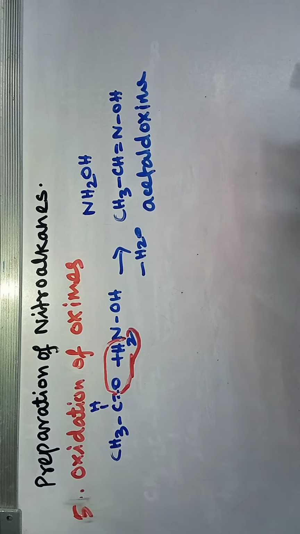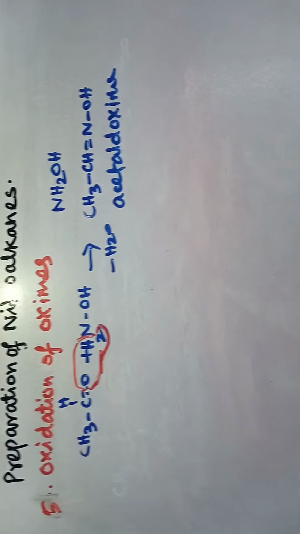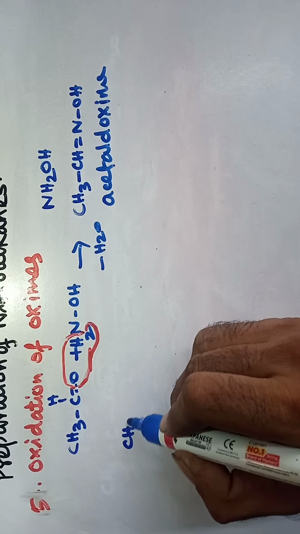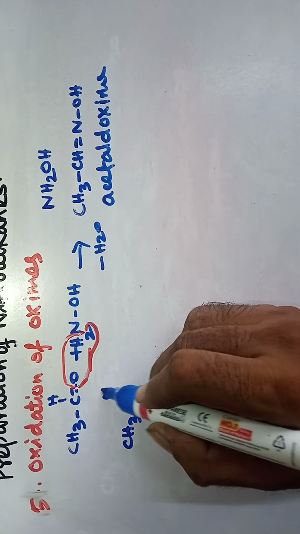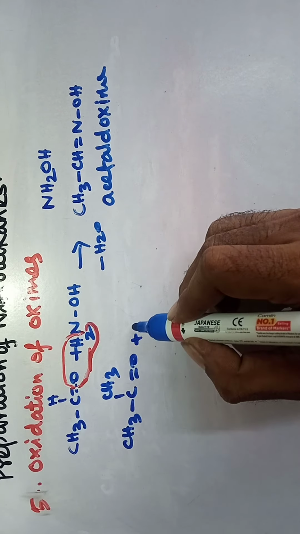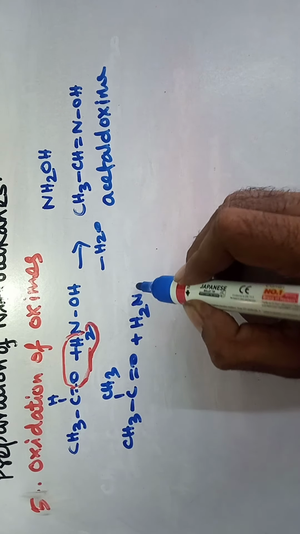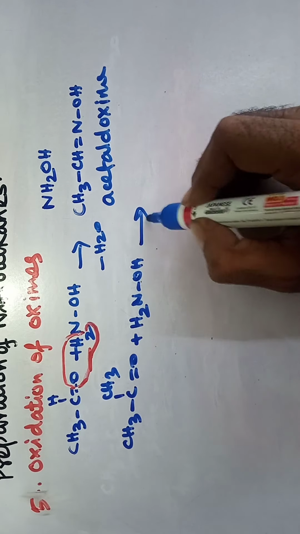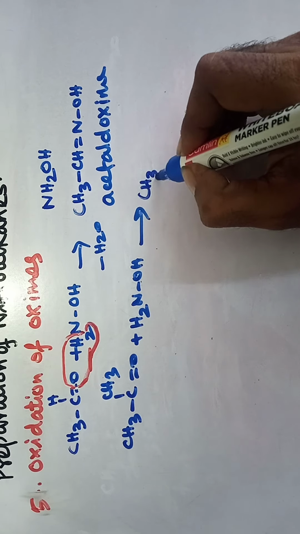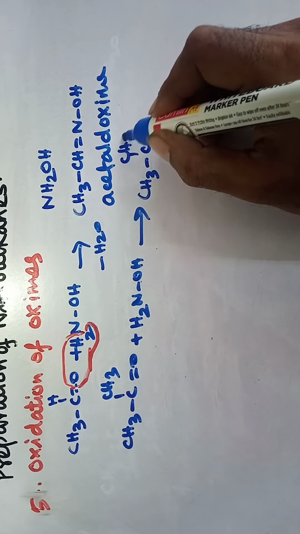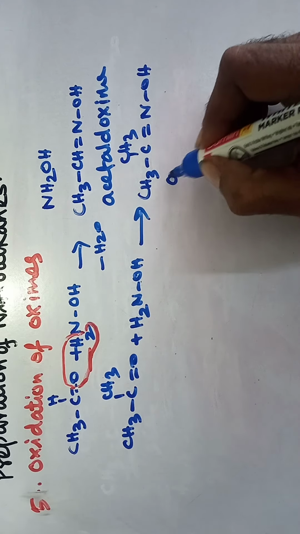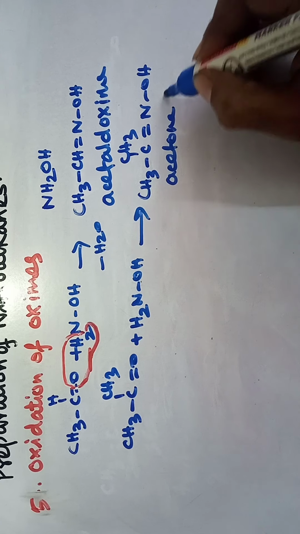In the same way, acetone also reacts with hydroxylamine. It gives acetone oxime. CH3 CH3 double bond O reacts with hydroxylamine NH2OH. With the elimination of a water molecule, it gives acetone oxime. CH3 CH3 double bond NOH. This is the acetone oxime.